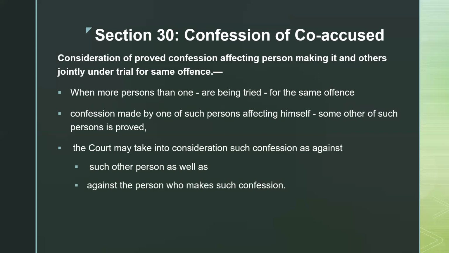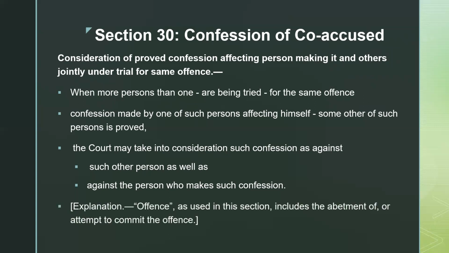So the section basically states that when two or more persons are being jointly tried for the same offense, and if one of the accused makes a confession which affects himself and as well as the other persons, then the court may take into consideration such confession as against the person who makes it as well as the other persons who are being jointly tried with him. And in the explanation, it says the offense under this section includes abatement and also attempt to commit the offense.